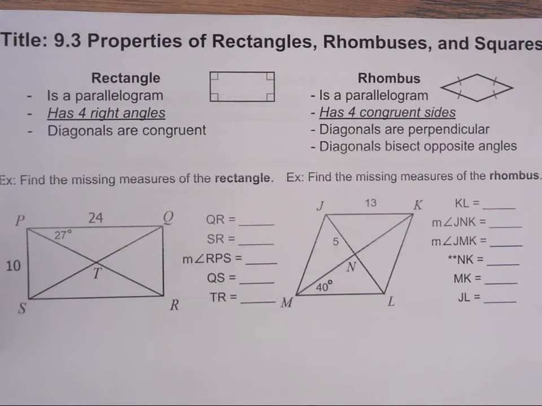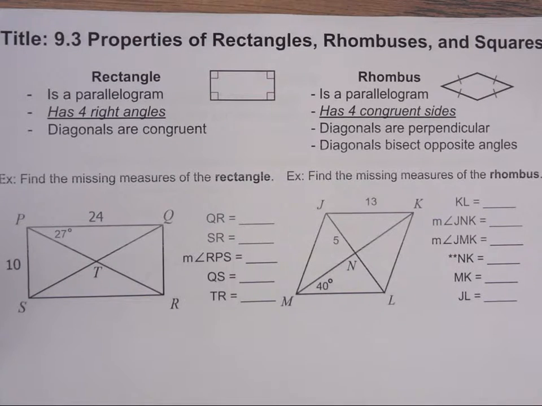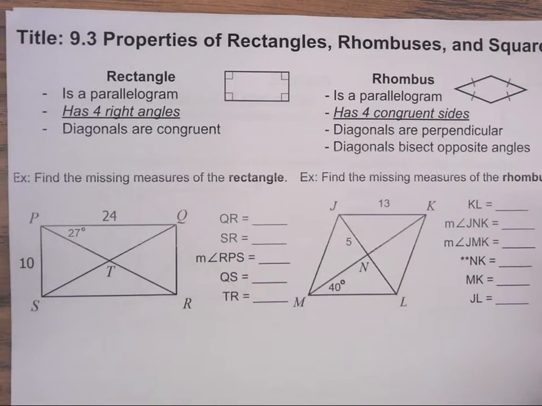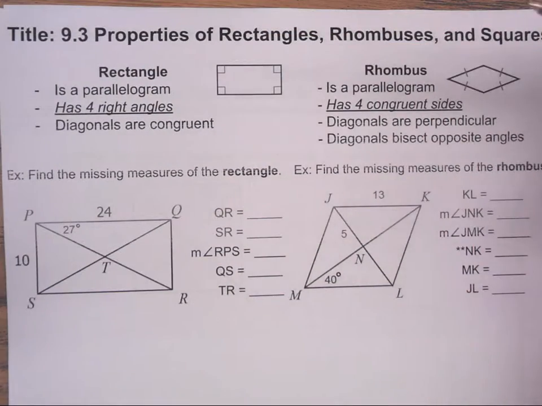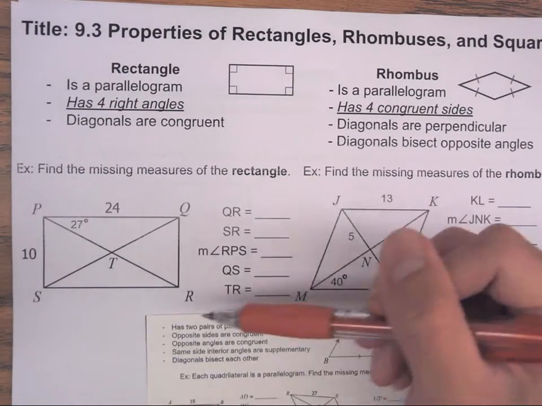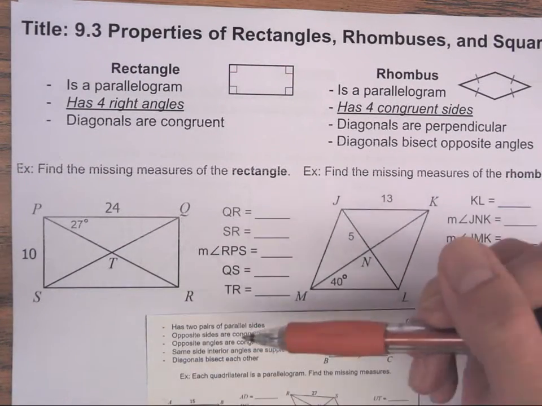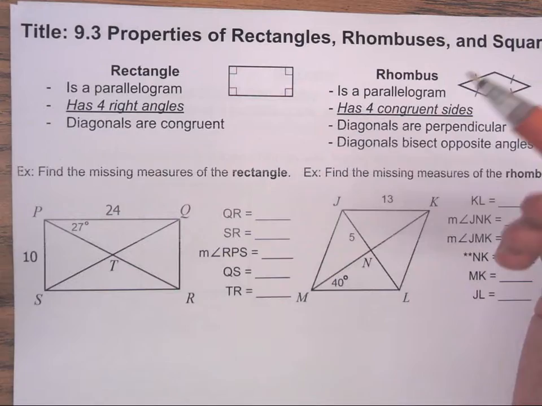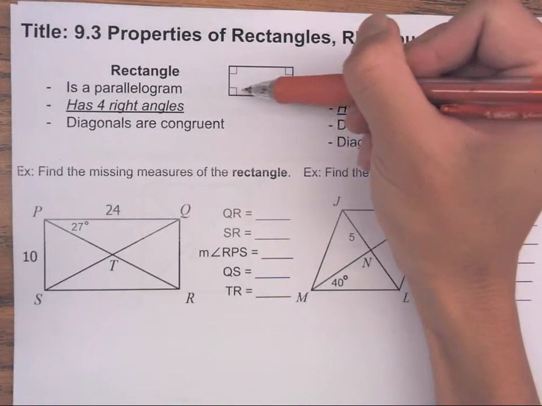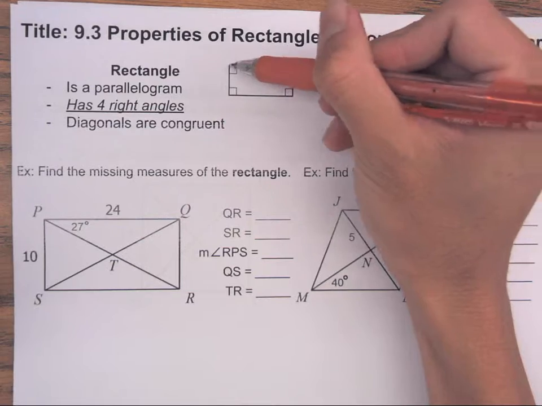Okay, so this lesson was on section 9.3, which is properties of rectangles, rhombuses, and squares. Let's start with the first one, the rectangle. You've probably been familiar with rectangles before, so I'm not going to go too much in depth, but basically a rectangle is a parallelogram. So here's the handout from last time. These are all the qualities of a parallelogram, so it also applies to a rectangle. But now we have 4 right angles and the diagonals are congruent, so this line would be congruent to that line.